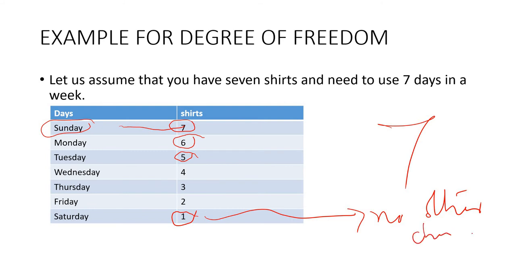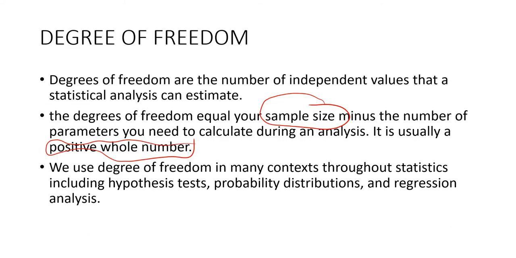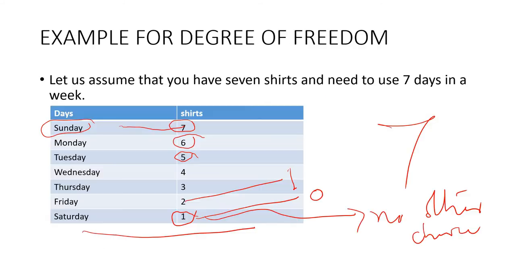This is the concept, because here you don't have any degree of freedom. Here you have 1 degree of freedom. Here you have 0 degree of freedom. That is n minus 1, where the number of parameters is 1, because you are using 1 shirt per day. So the sample size is 1 and the number of parameters is 1. That is 1 minus 1 is 0. Your degree of freedom is 0.